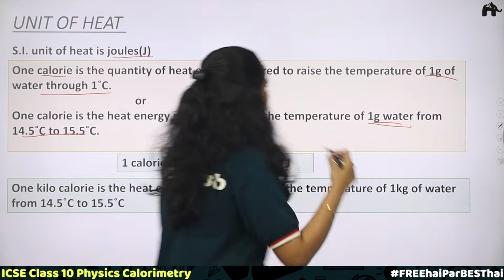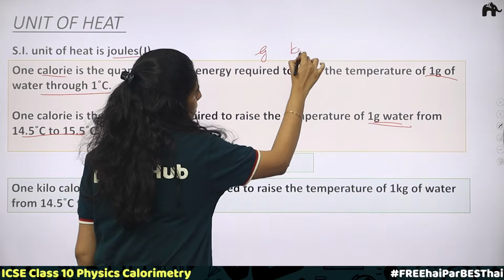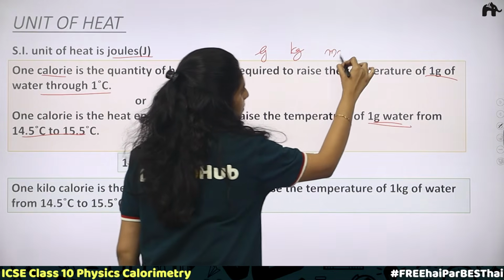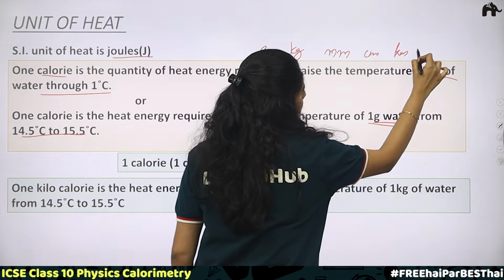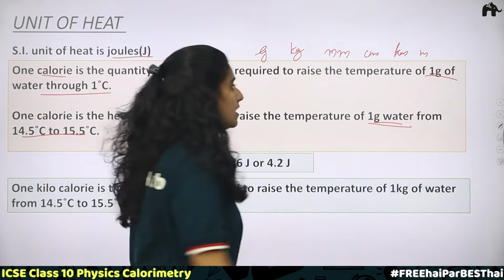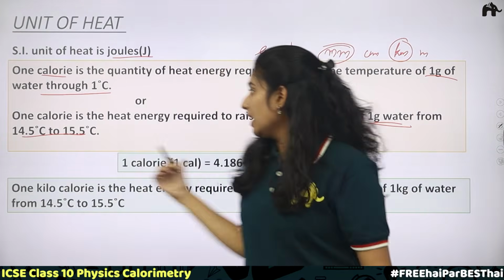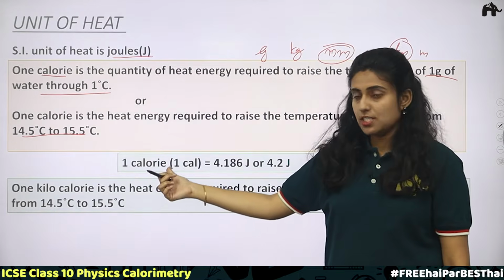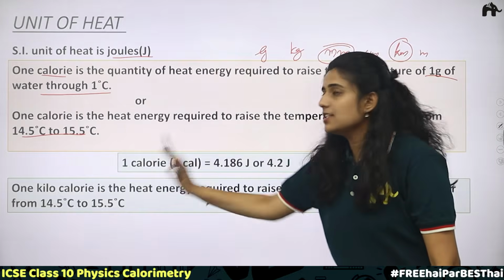In case of weight, you will be taking gram and kilogram. In case of length, millimeter, centimeter, kilometer, meter. There are different units. So kilometer is a bigger unit, millimeter is a smaller unit. Similarly, here again you have a bigger unit and calorie is a smaller unit. So the bigger unit is kilocalorie.